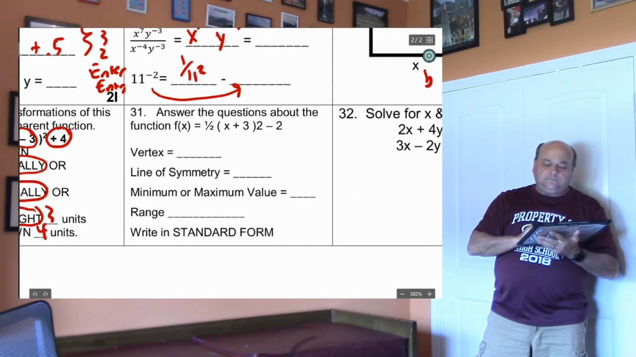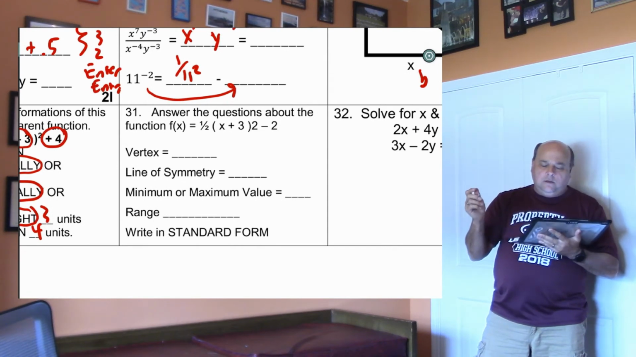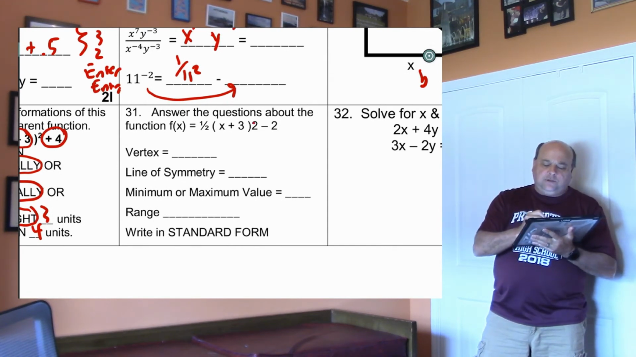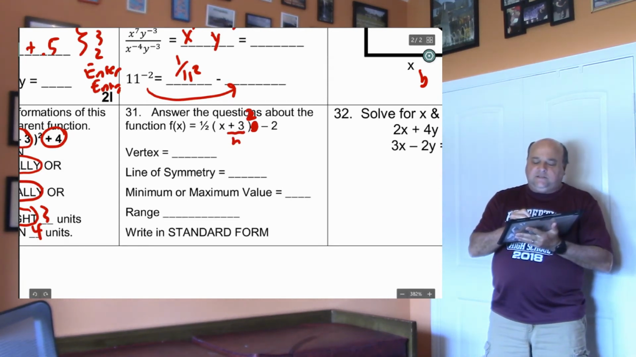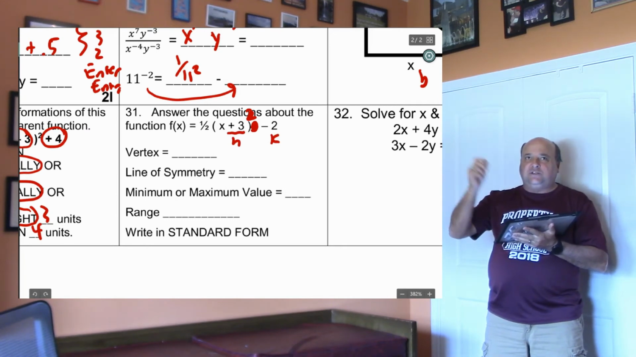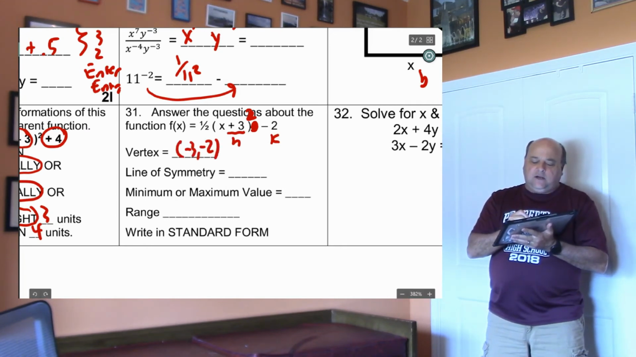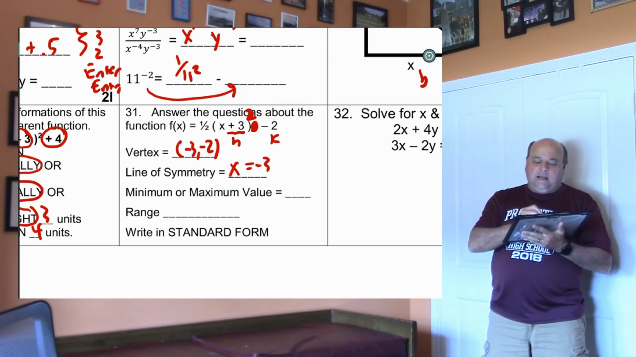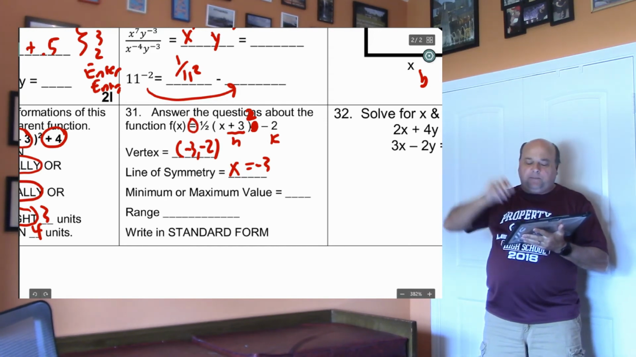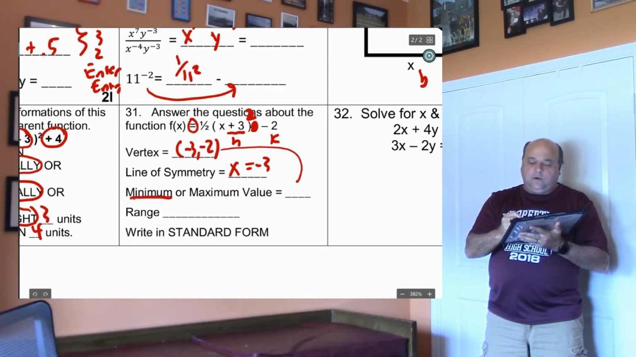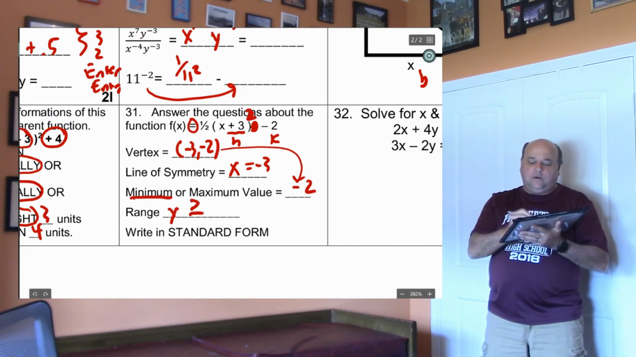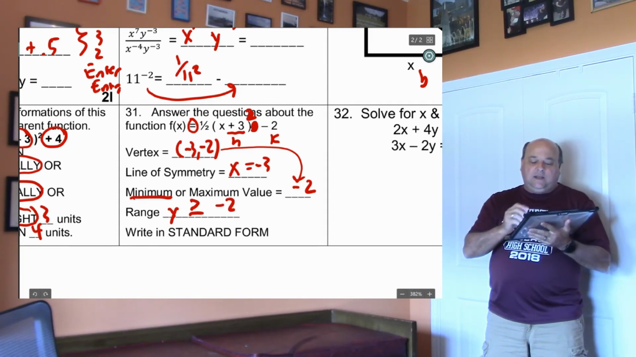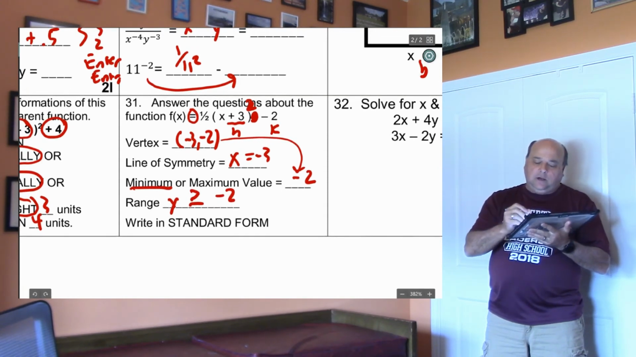Number 31. And this should be a squared right here, so make that a squared. So the vertex, this is H and this is K, and remember that H is opposite. So it's -3, -2. The line of symmetry is going to be x equals -3, and it's positive, so it opens up, so it has a minimum. The minimum number is -2. The range is going to be, since it opens up, greater than or equal to -2. And then in standard form, this is tricky here.